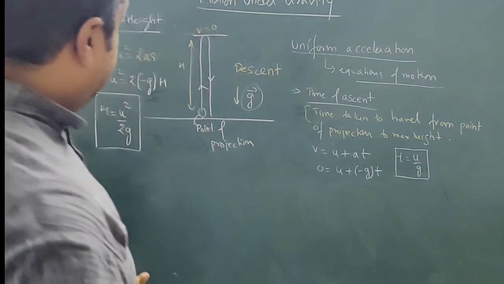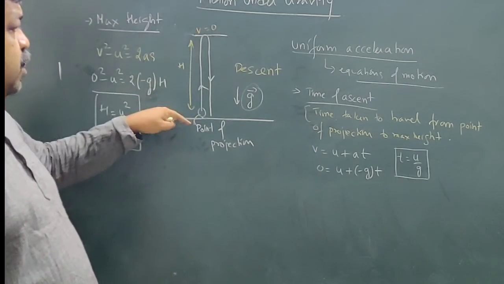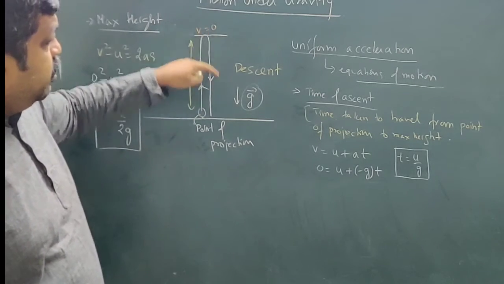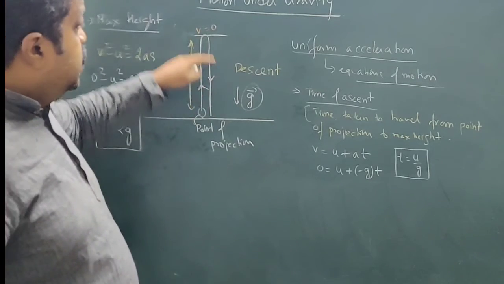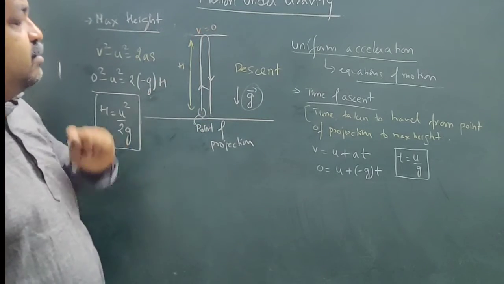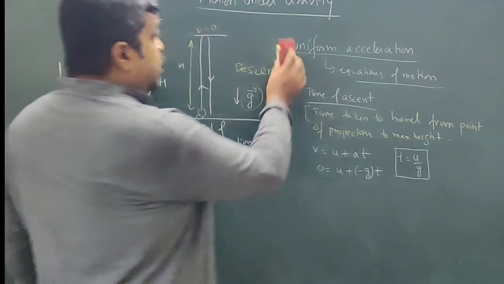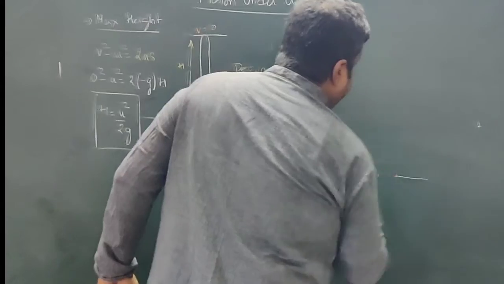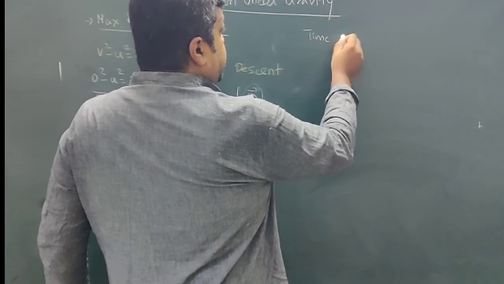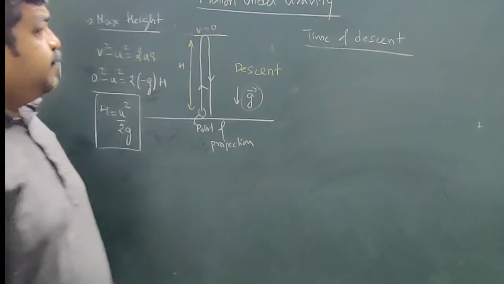So we know the time taken to travel from this point to this point, and we know how much displacement it has covered. Now it will come down from this point. What is the time taken to travel from maximum height back to the point of projection? That will be called the time of descent.